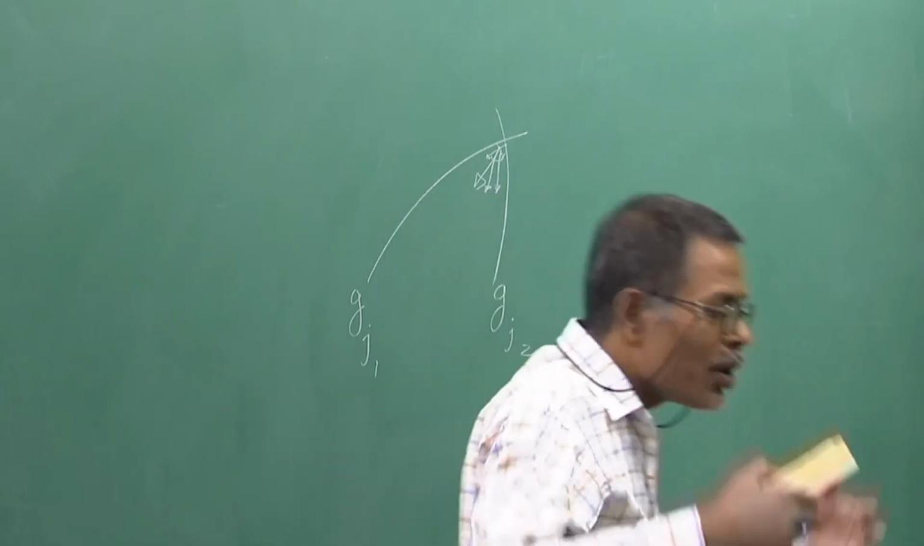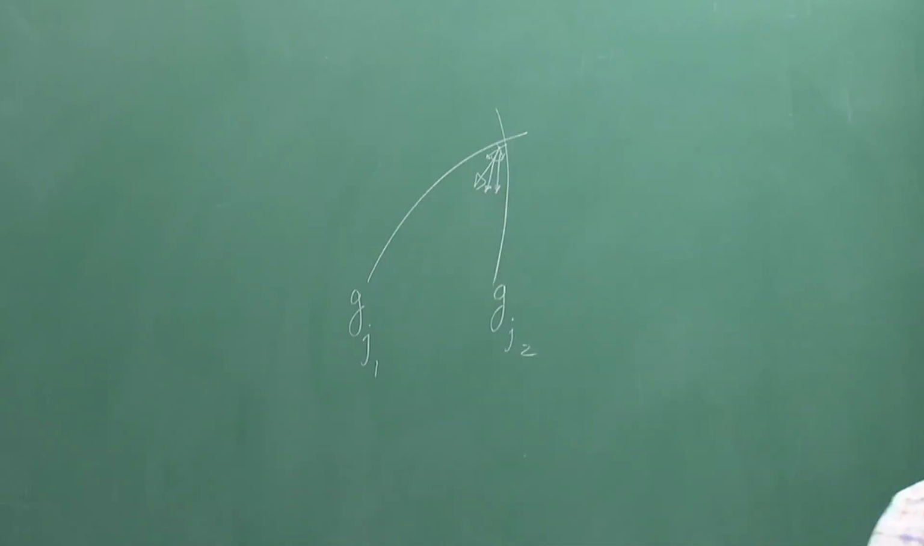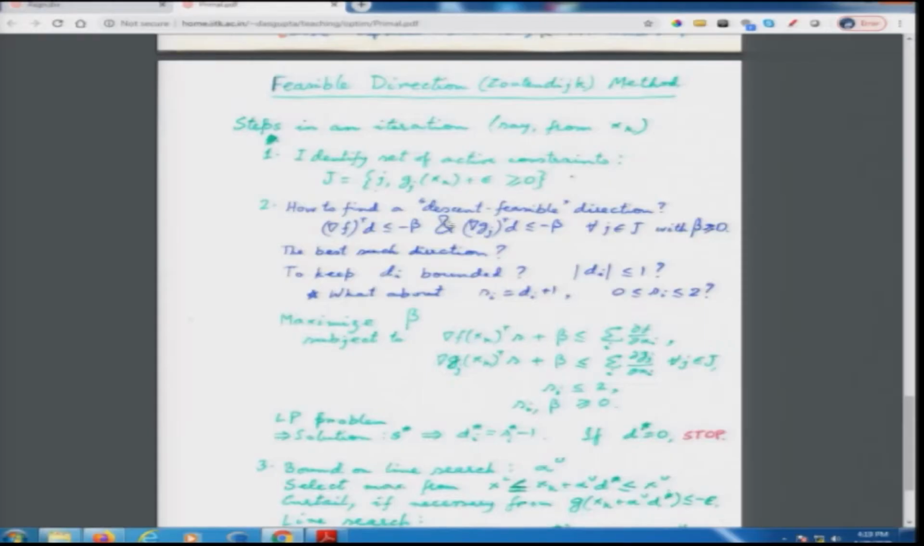Okay. So, with respect to all of them you want to come inward. So, you want to take a descent feasible direction, in which the component of grad f is negative, the component of grad g j, one of the active constraints, is also negative, another g j also negative, and so on.